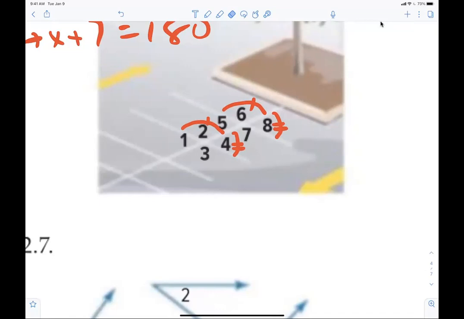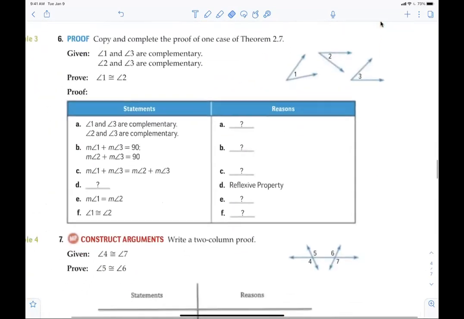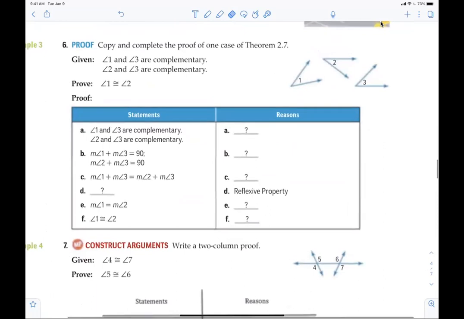Now let's go down to the next one. The next proof is important as we go down the page. I think we're making some progress. Copy and complete the proof. Angle 1 and 3 are complementary, and 2 and 3 are complementary. So this is the theorem, correct? We're trying to prove that 1 is congruent to 2. Does everybody agree with that?